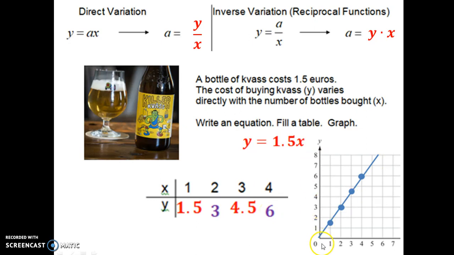Here's the cost of bottles. Here's the number of bottles you bought. And it's linear, with 1.5 being your slope. It's rising 1.5 over 1. Rising 1.5 over 1. This a value, again, is like your m, or the slope of this linear equation.